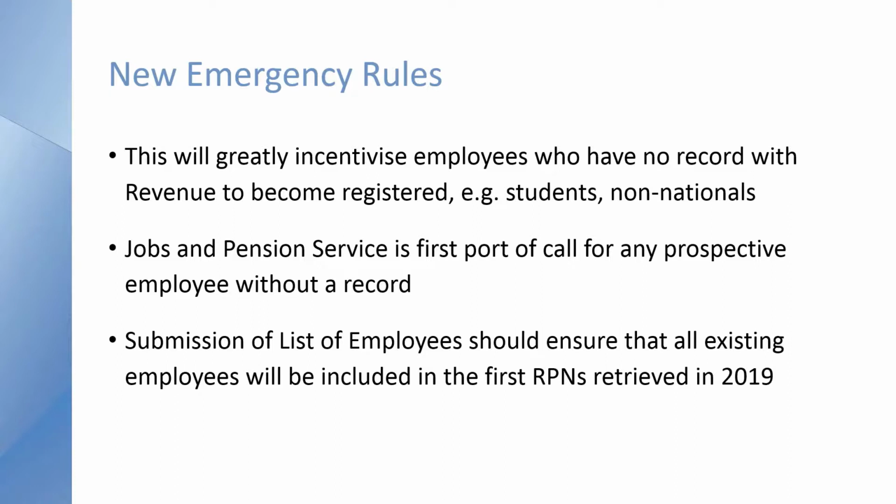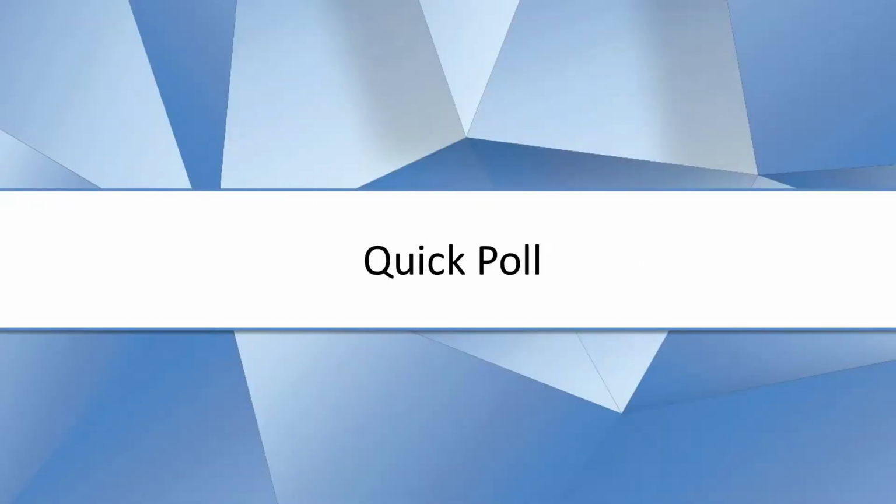These new emergency rules will greatly incentivize employees who have no record with Revenue to become registered, for example, students or non-nationals. The Jobs and Pension Services is the first port of call for any of those prospective employees without a record. Another thing to note is that the list of employees which is being sought on the ROS screens at the moment for all employers will help ensure that the RPNs retrieved at the start of 2019 are a complete list of the RPNs for existing employees.